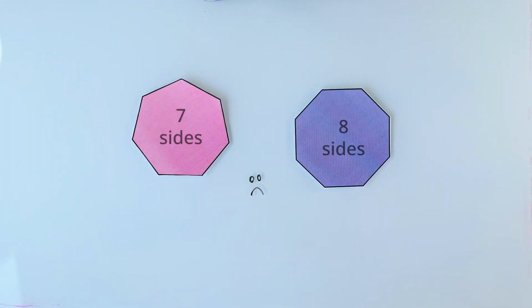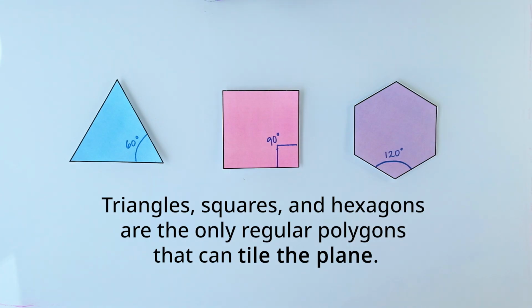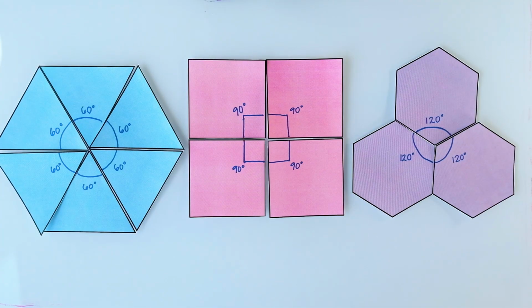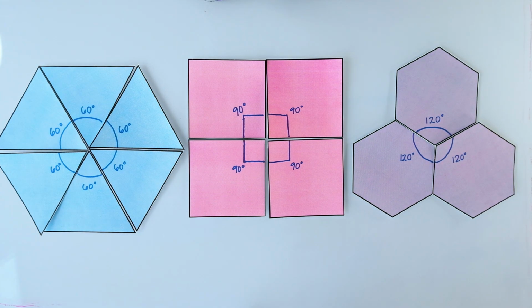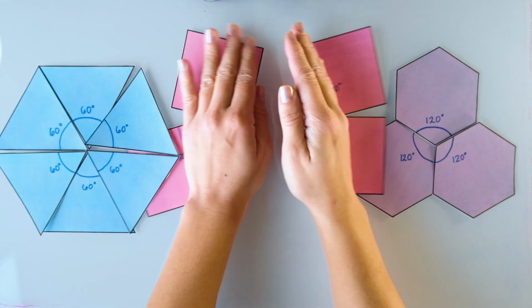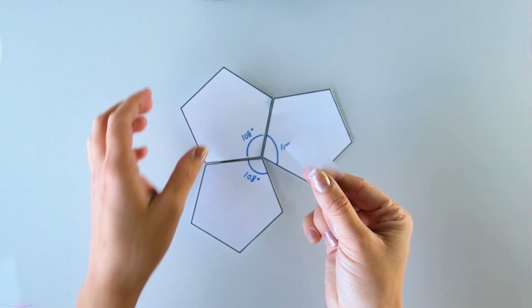Using this logic, we can mathematically prove that triangles, squares, and hexagons are the only regular polygons with the special ability to tile the plane. Because their angles add up to 360 degrees, they form flat, gap-free surfaces. We say that this kind of surface has zero curvature. But don't give up on the pentagons and heptagons too fast. They can still have their special moment. We just need to take things to a new dimension.